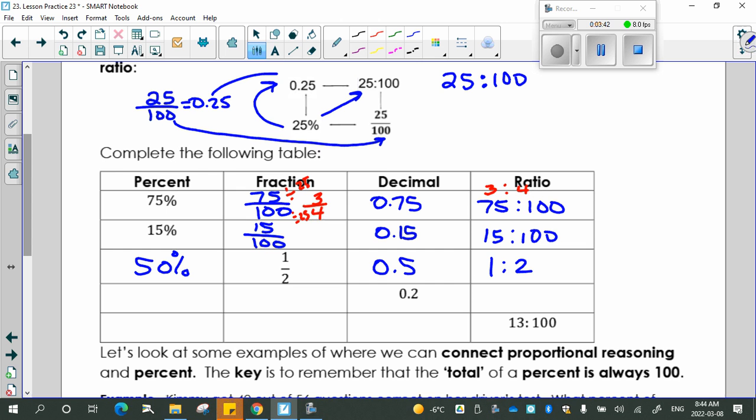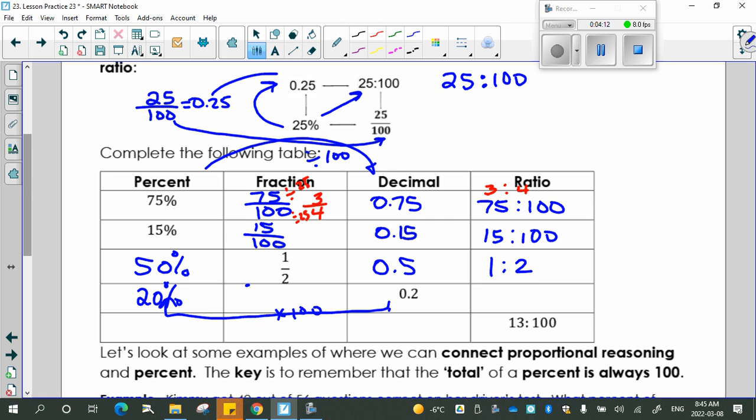So how do you go from decimal to percent? Does anyone know? So when you're going from percent to decimal, you divide by 100. So to go from decimal to percent, you multiply by 100. So 0.2 times 100, 20%. Once you've got the percent, everything else is easy, right?